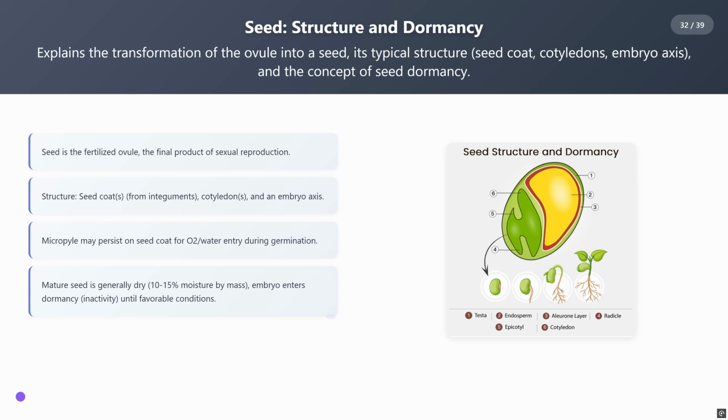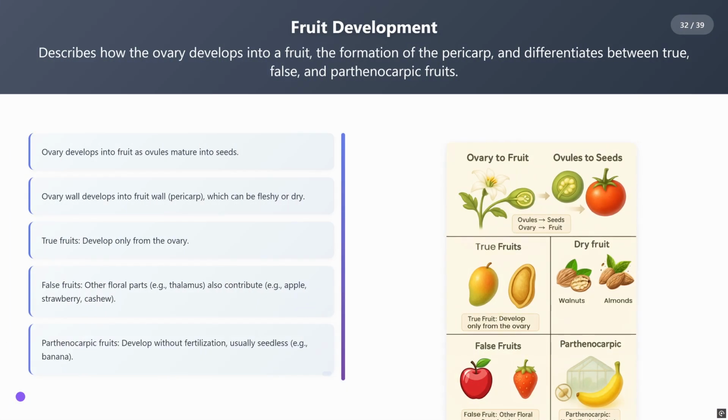Yes. As the seed matures, its water content is significantly reduced, typically down to about 10–15% moisture by mass. It becomes relatively dry. This dehydration slows down the metabolic activity of the embryo considerably, and the embryo may enter a state of dormancy or inactivity, waiting for favorable conditions like adequate moisture, oxygen, and suitable temperature before it germinates. Dormancy, like suspended animation. And while the ovule turns into a seed, something's happening to the ovary too, right?